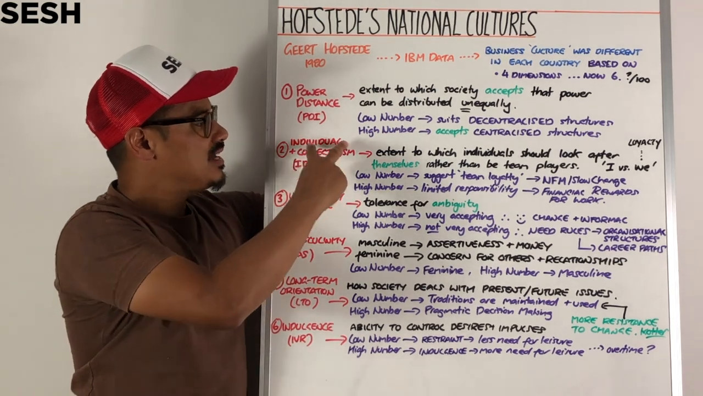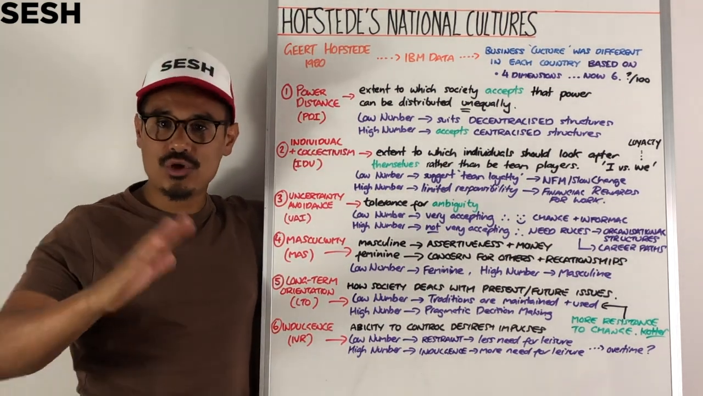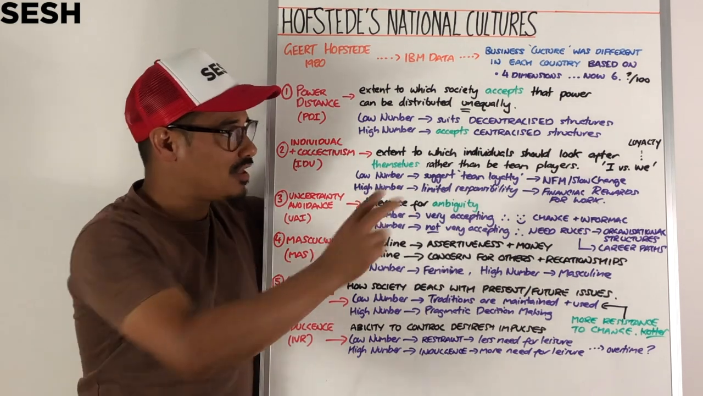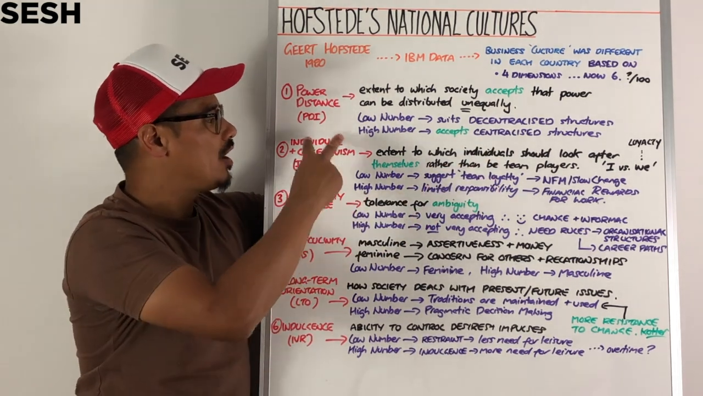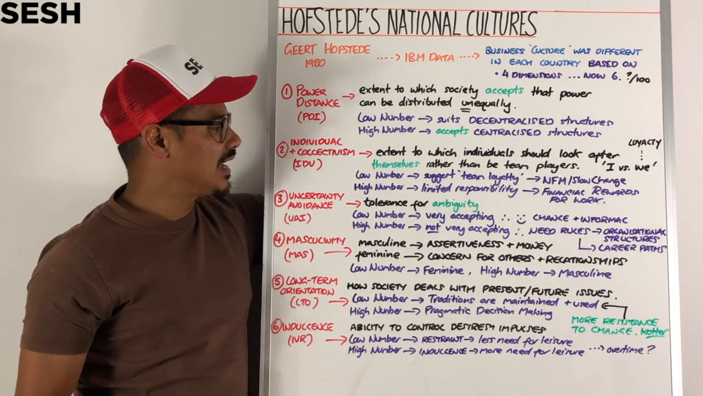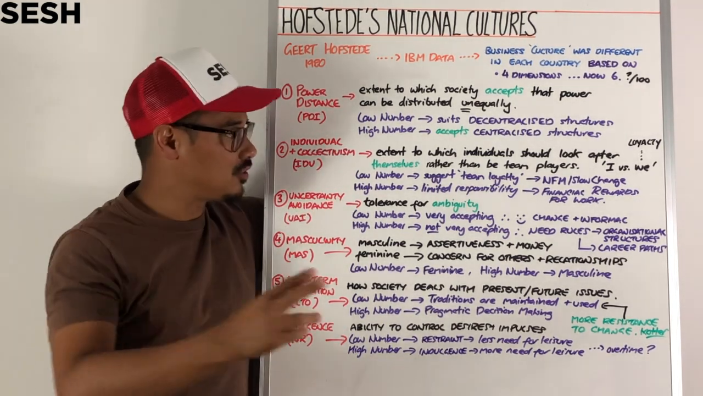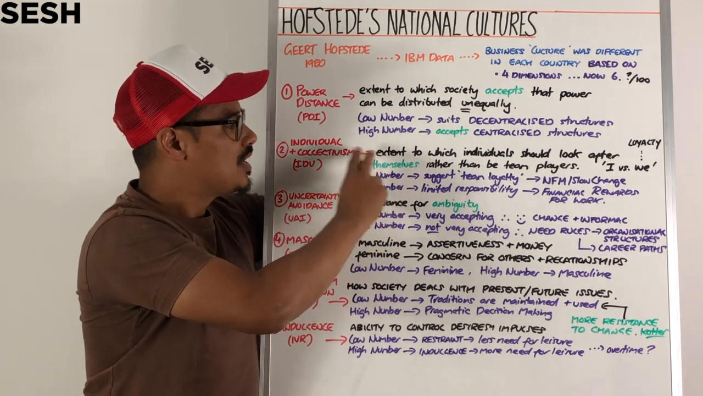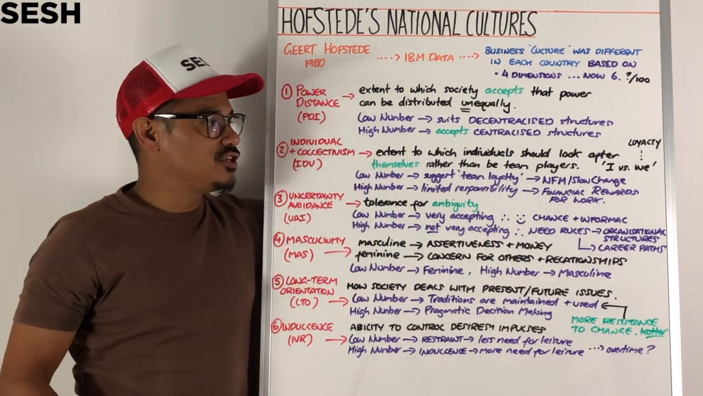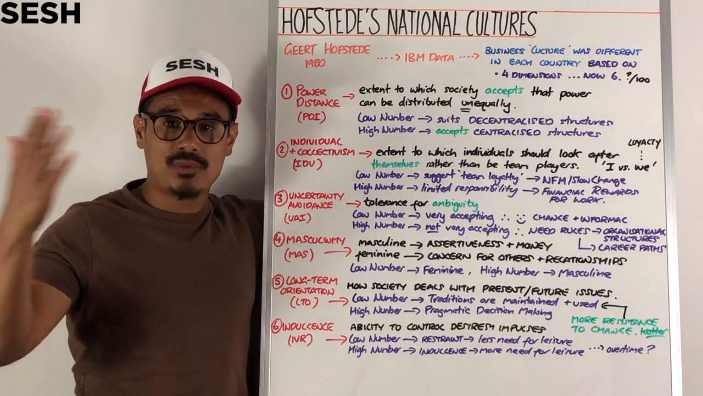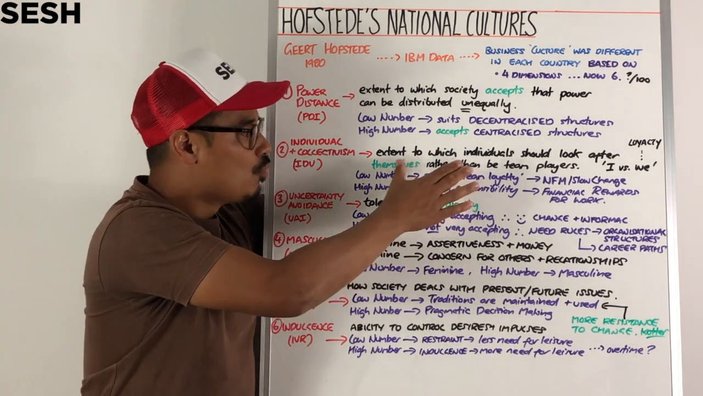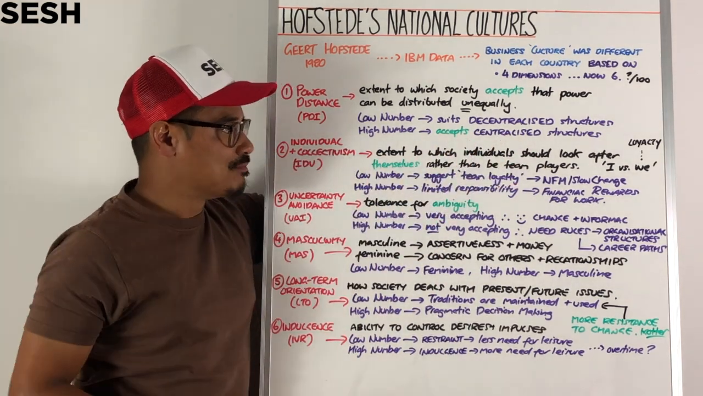Now the second one is individualism or collectivism. Which scale are they on? Are they more on the I or the we scale? The I being individualism and the we being collectivism. The code for this is IDV, and you'll see this if you have to look at a table and analyse the data. This looks at the extent to which individuals should look after themselves as opposed to society. It's more about themselves versus being team players.